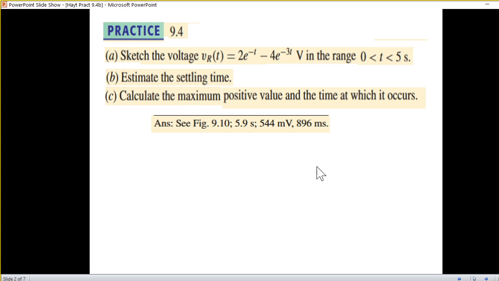So straight away to the question. The question says: sketch the voltage VR, which is given by this formula, in the time range from 0 to 5 seconds. Part 2 is estimate the settling time, and part 3 says calculate the maximum positive value and the time at which it occurs. And the answers are given here.